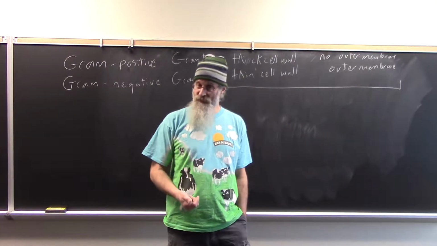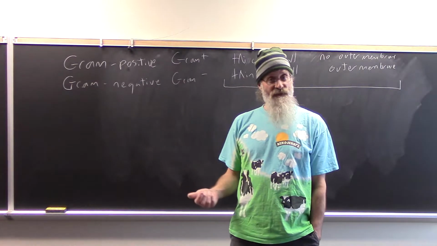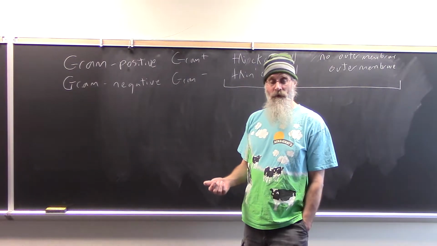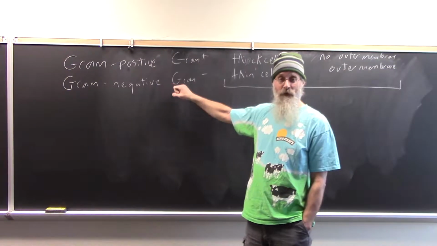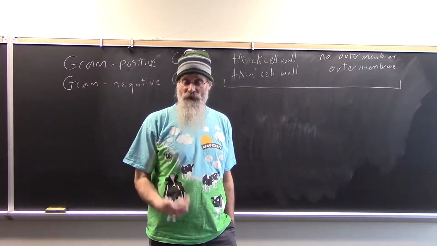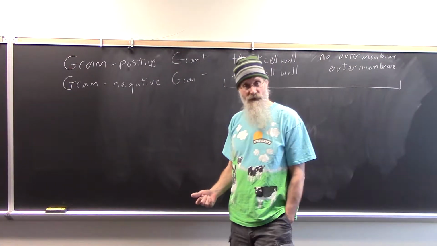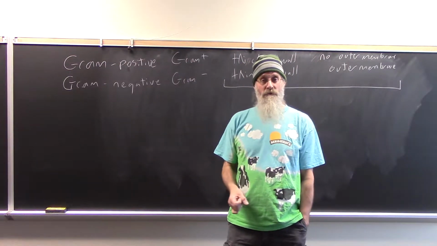If we can disrupt the cell walls, then we can remove the stain, and as a consequence it stains, that's not a contradiction, we'll get to why, gram negative. And if we fail to disrupt the cell envelope, then we don't remove the stain, and therefore the stain remains and we call it gram positive.